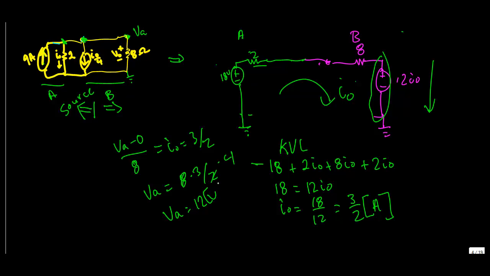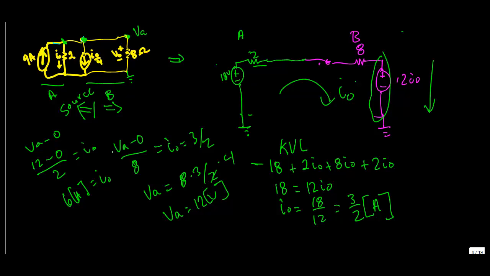And that's exactly what we got the first time. So now we want to find IO. Okay, well basically 12 volts minus 0, because it's VA minus 0, and we're going to divide that by 2, should be equal to IO. Alright, so 12 divided by 2 is 6, so 6 amps is what IO equals. And that's exactly what we got on the last problem.